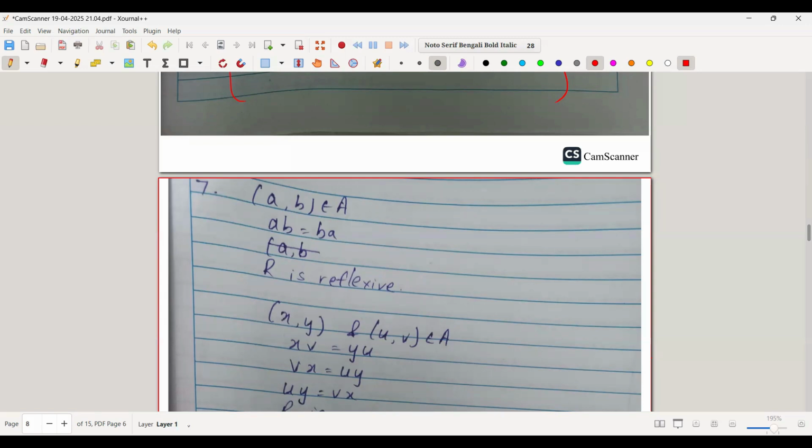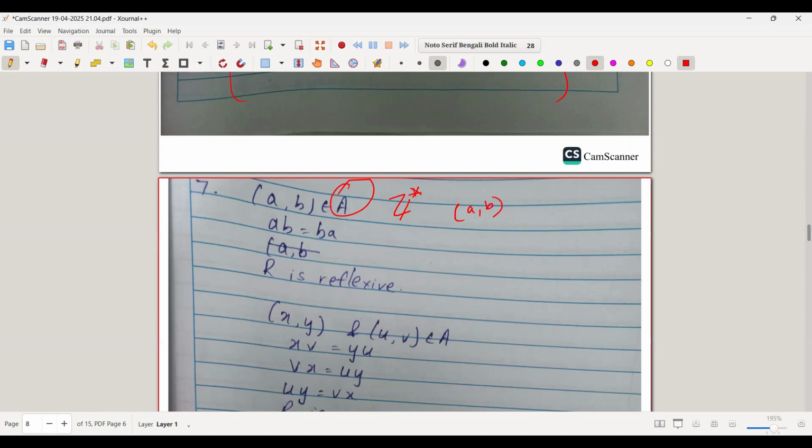So here it is a comma b belongs to A. Where is A? What is A? You are given a specified set, that is Z plus, sorry, Z star. Z star means non-zero integers. Z plus means positive integers, I mean that is natural numbers. So why have you written A here?